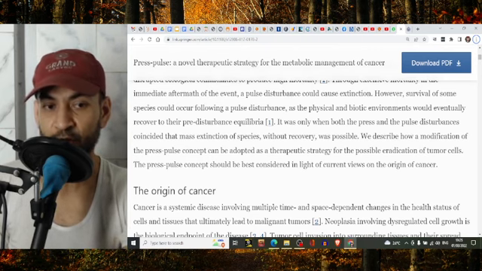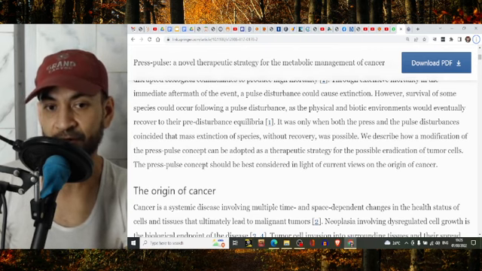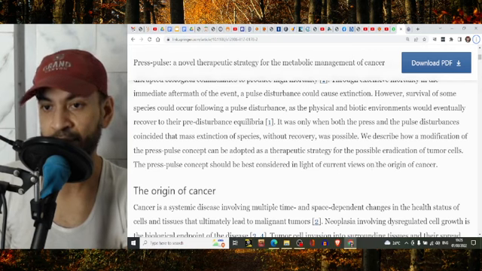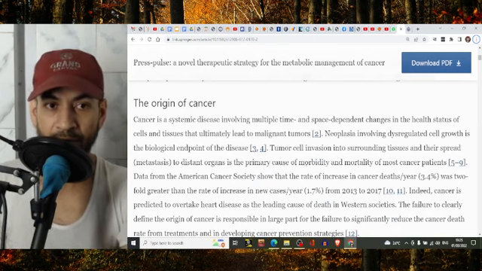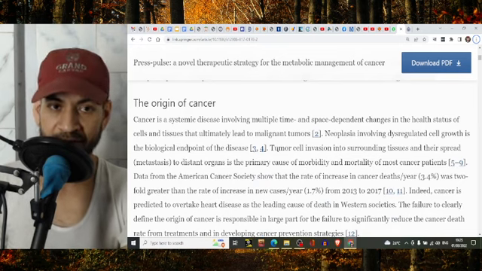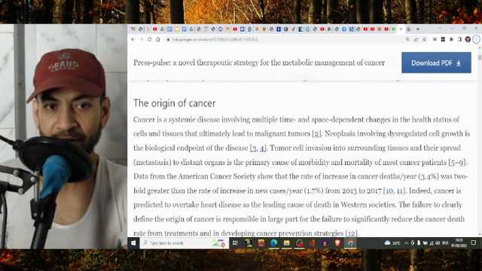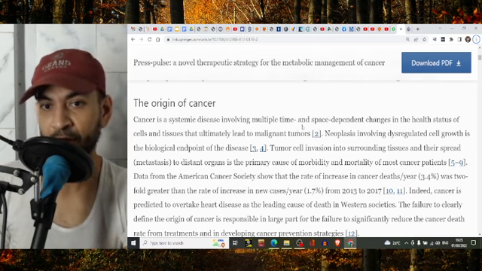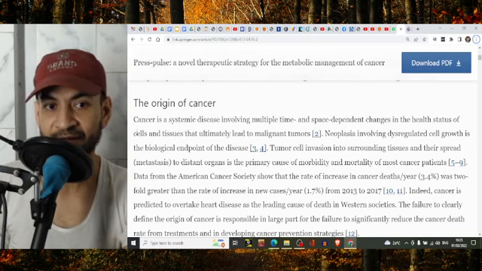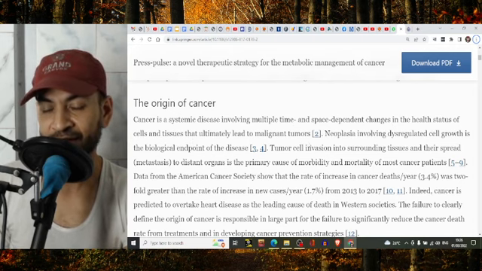We described how a modification of the press-pulse concept can be adopted as a therapeutic strategy for the possible eradication of tumor cells. The press-pulse concept should be best considered in light of current views on the origin of cancer. The origin of cancer. Cancer is a systemic disease involving multiple time and space-dependent changes in the health status of cells and tissues that ultimately lead to malignant tumors.